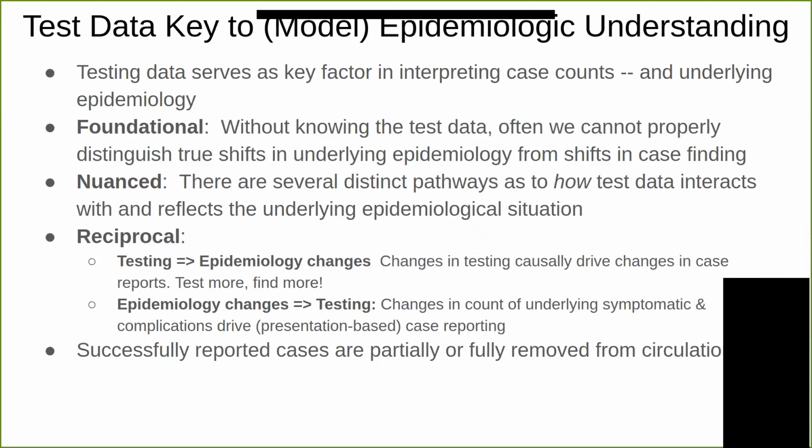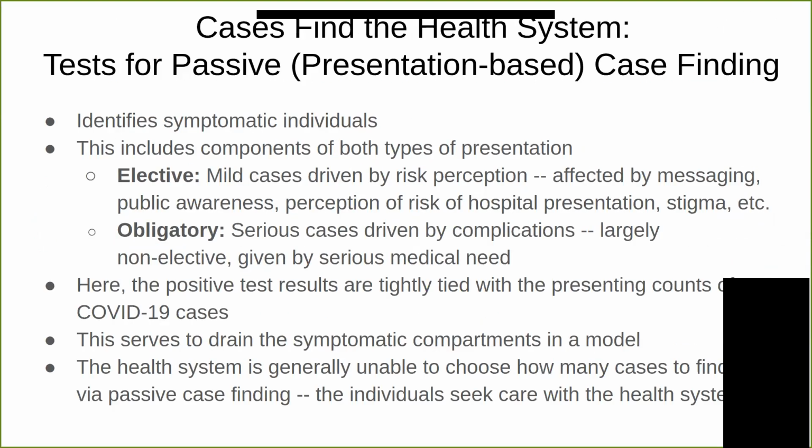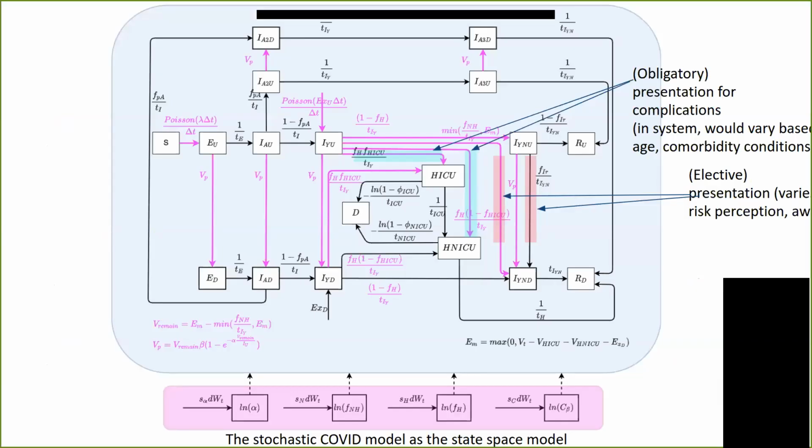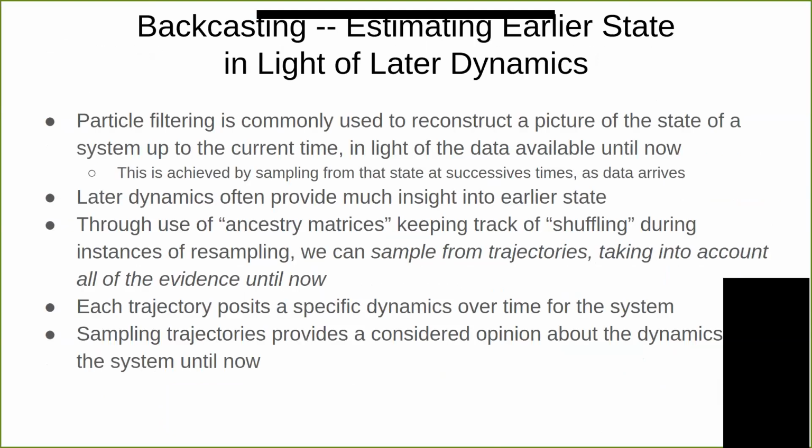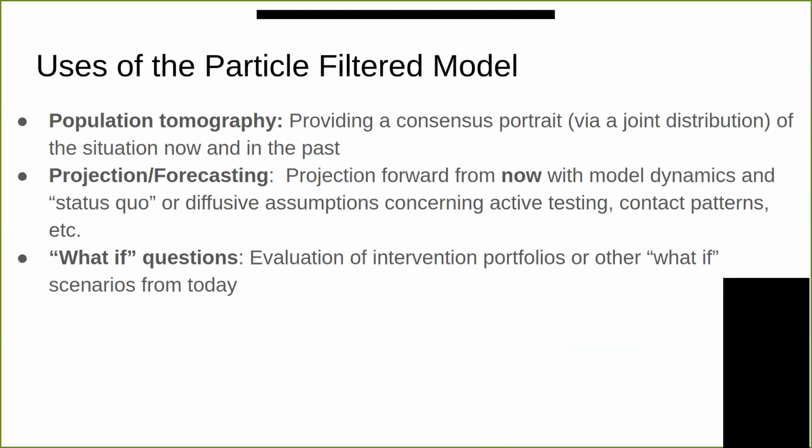Time runs on too quickly here, and again, I'm going to have to go light, other than to say test data is key for mediating elements of this model, and we distinguish between passive case finding in both its more obligatory fashions for complications and elective fashions, from those for active case finding. Formally, we have 7 different likelihoods operating within this model, responsive to the types of data, and make use of backcasting to understand earlier estimates in the light of later data, not merely cross-sectional estimates as of today in light of earlier data.